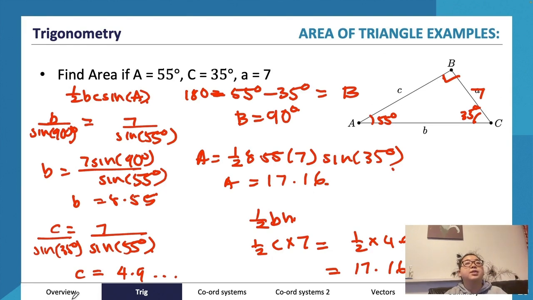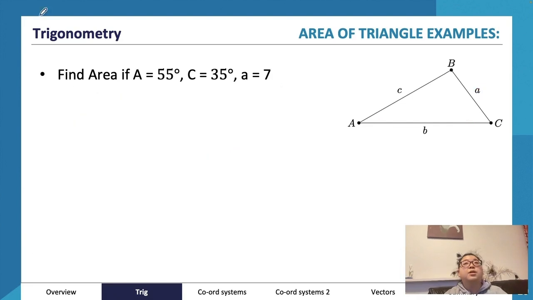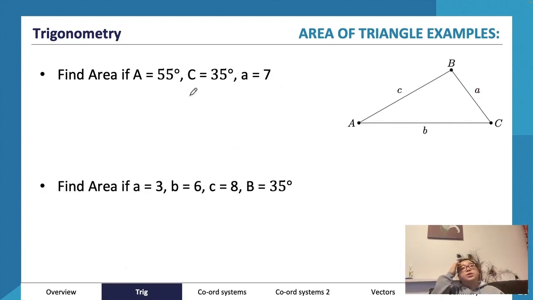Cool. Let's try our second example on this, and I'll just clear the page before we do that. Cool. So find the area if A equals 3, B equals 6, C equals 8, and you have that B equals 35 degrees. So you probably could have found what this was based on those angles already, but they've given us a little bit more information to help us, which is really good.